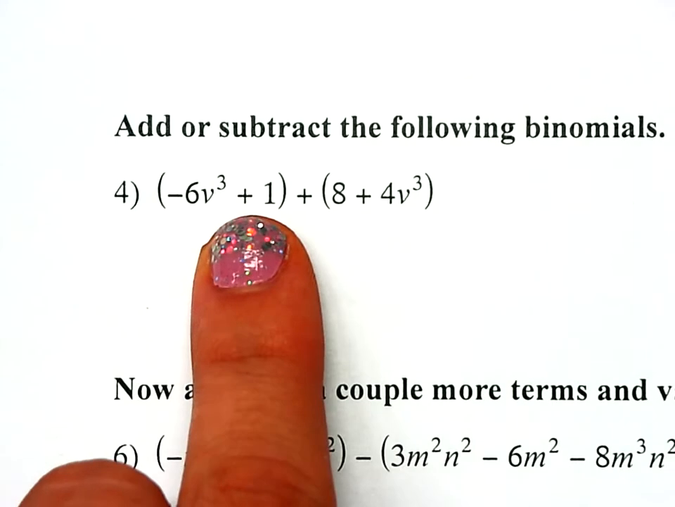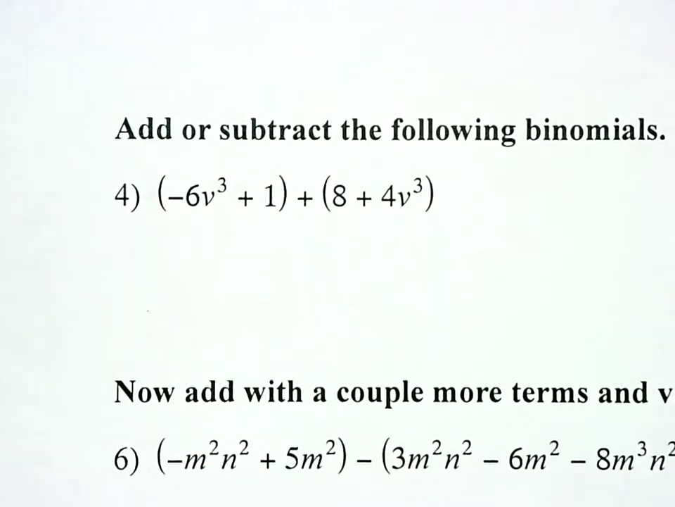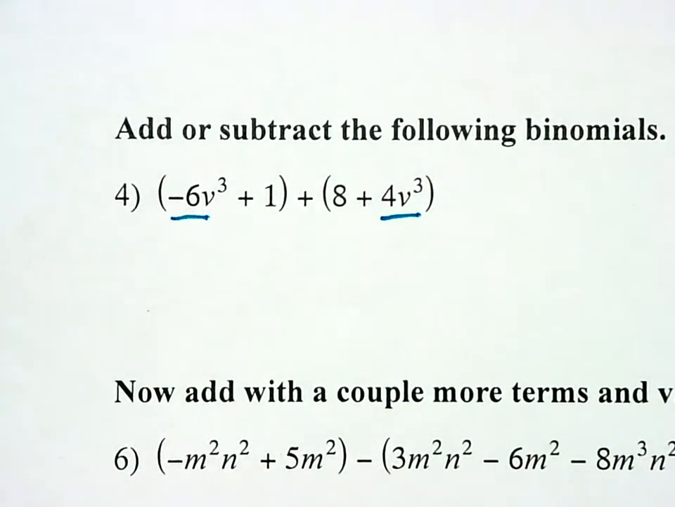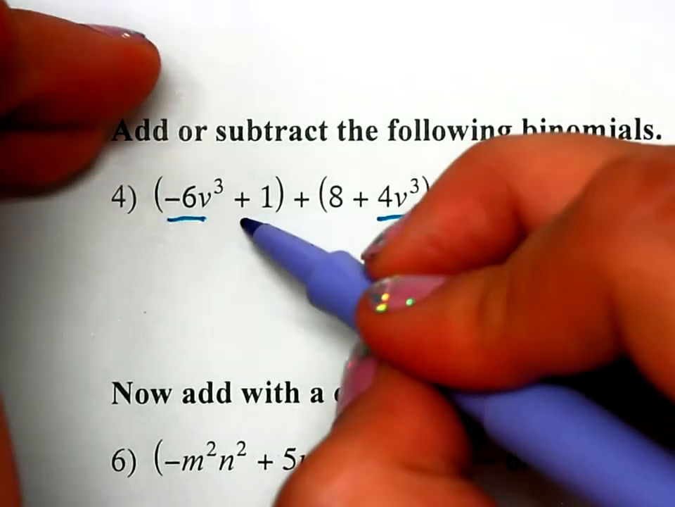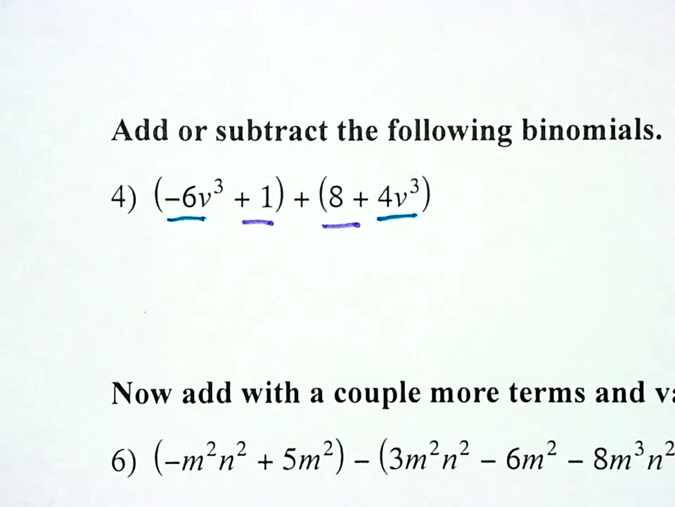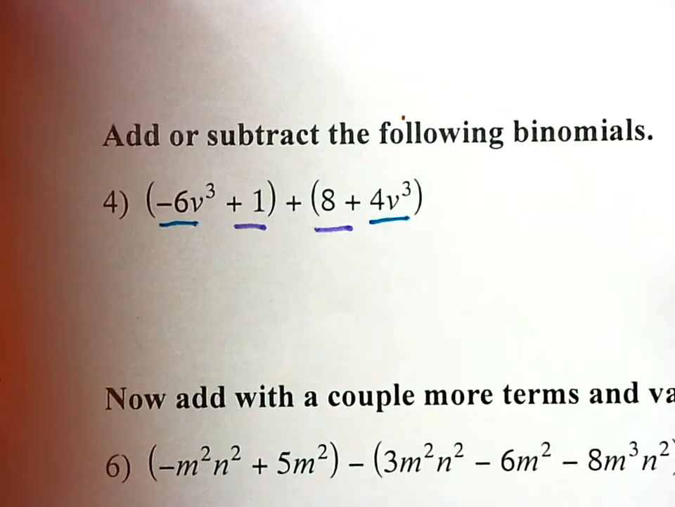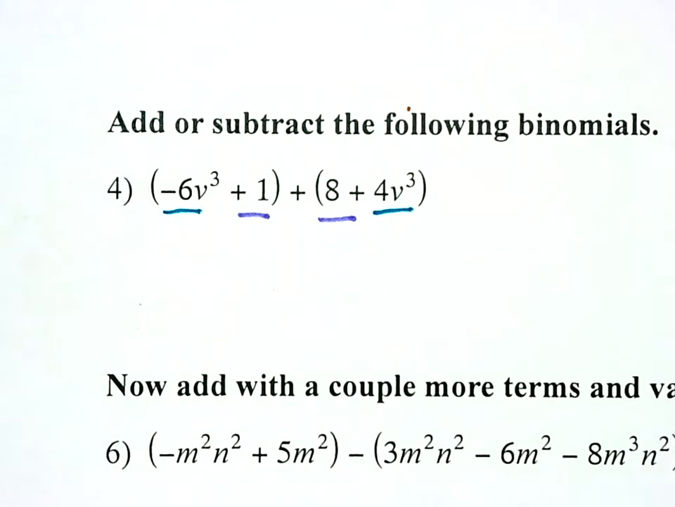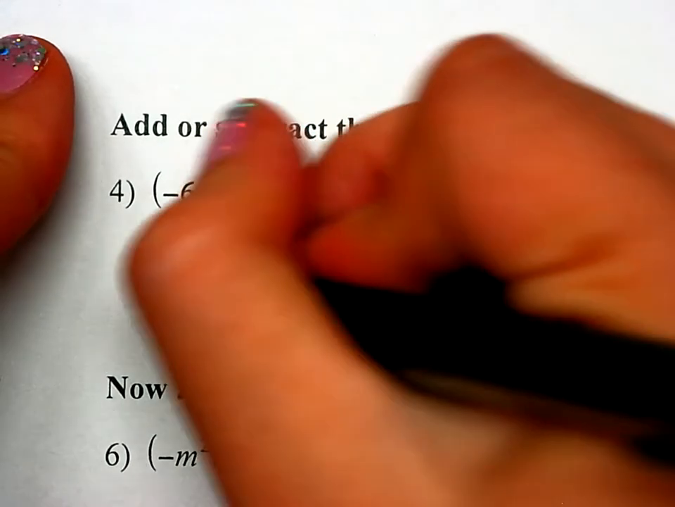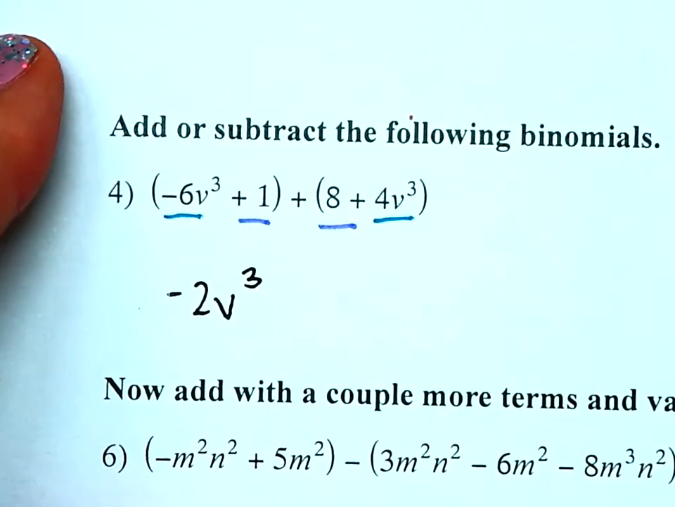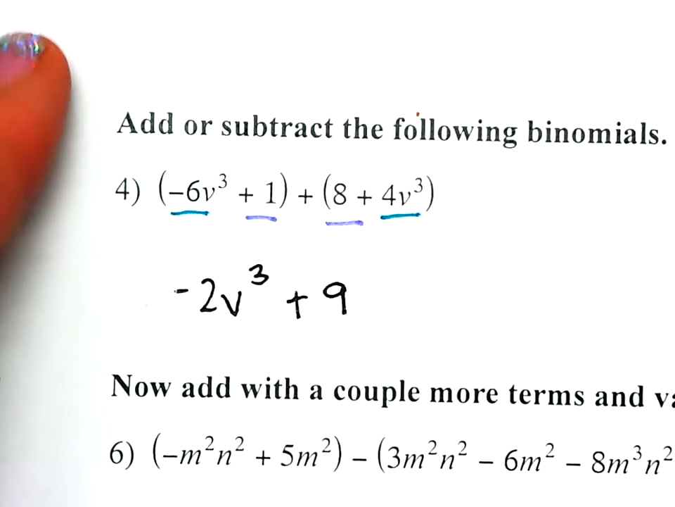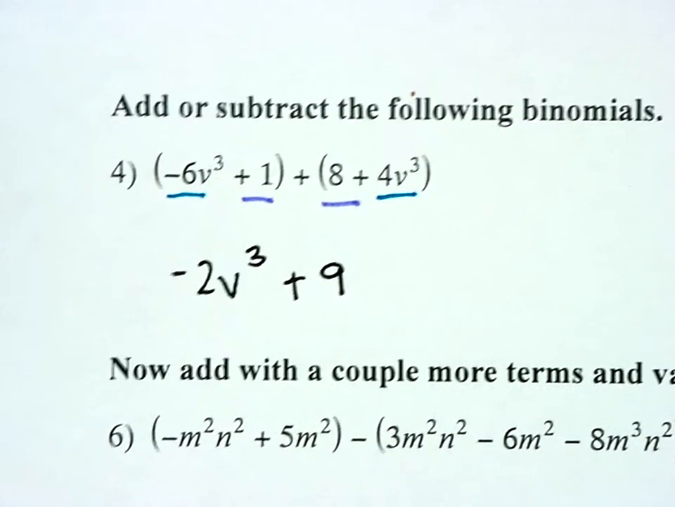Okay, so 2 binomials again. Let's try this out. I've got x to the 3rd term, so I'm going to remind myself those are added together. I've got 2 constants. Those are going to be added together. Okay, so let's start with the highest exponent first. So I've got a negative 6 and a positive 4. So when I add those together, that's going to give me negative 2v to the 3rd. Okay, and then when I add these 2 constants together, they're both positive. So I'm going to have plus 9. So that is completely simplified.